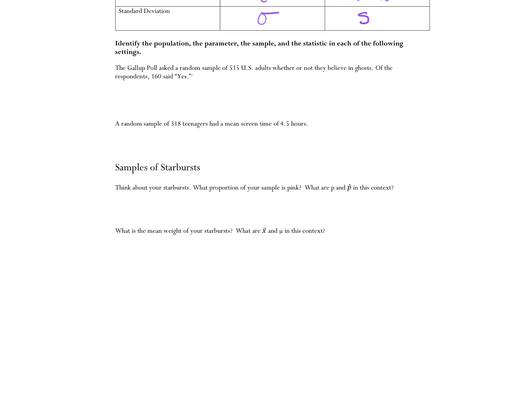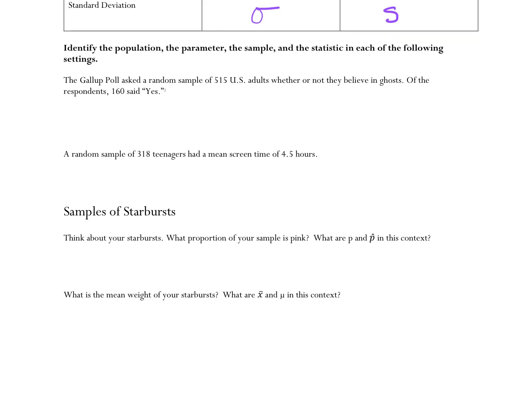All right. A Gallup poll asked a random sample of 515 U.S. adults whether or not they believe in ghosts. Of the respondents, 160 said yes. If I ask you what is the population in this study, you would say what? That is not the population. That is the sample. So if I have a random sample of 515 U.S. adults, my population would be U.S. adults, wherever my sample was drawn from, yeah?